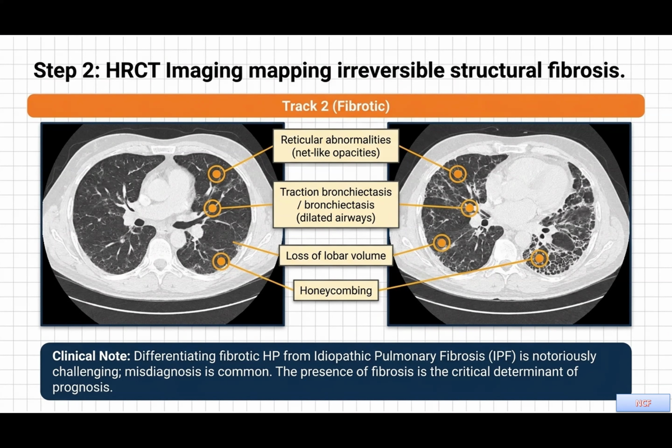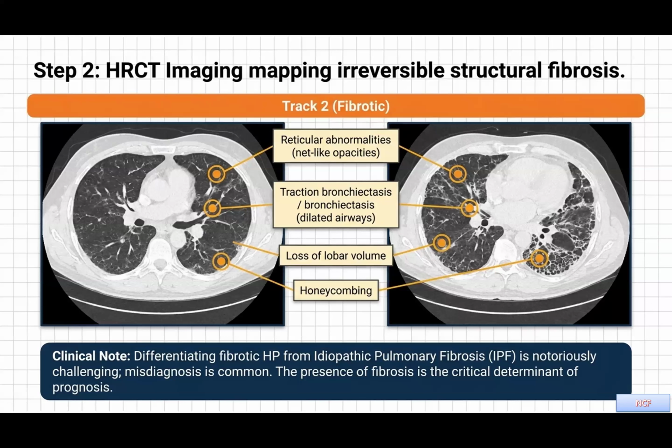So three things, if the HP has taken the fibrotic pathway, we will see reticular opacities, we will see traction bronchiectasis, and we will see honeycombing. If you can see, this is the honeycombing. Traction bronchiectasis is a tram track appearance, with loss of volume along with it. And differentiating fibrotic HP from IPF is very difficult.